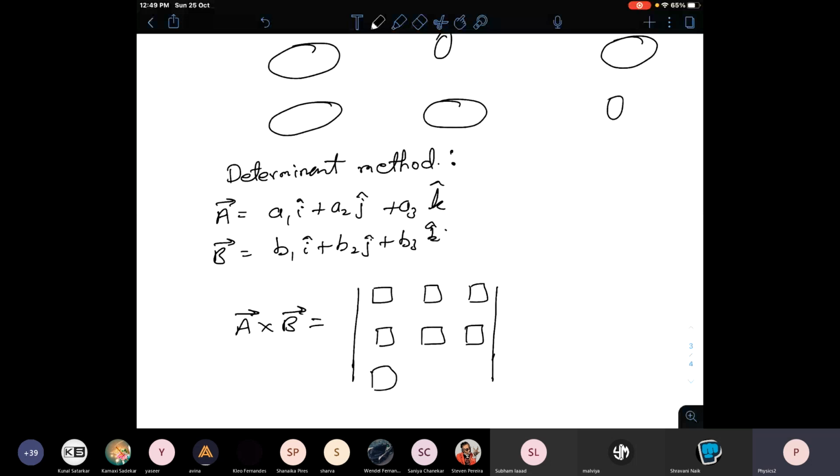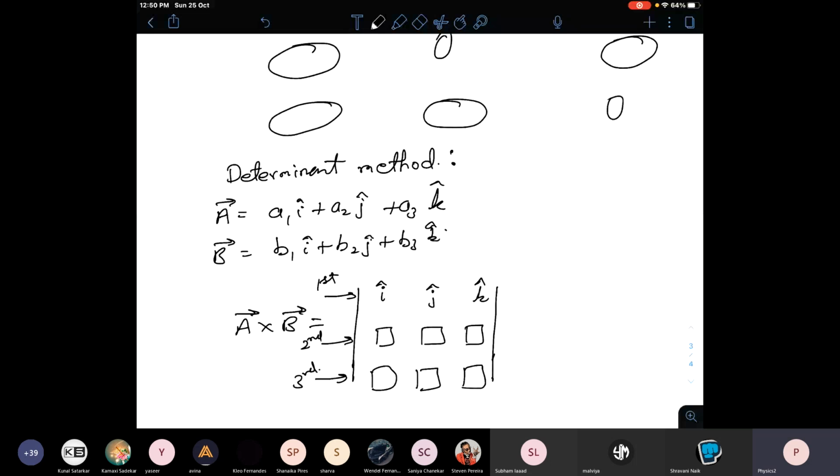So you have to fill in these spaces by some value. What are those values? You need to understand that carefully. This is the first row, this is the second row, this is the third row. Now see, in the first row, always write the 3 unit vectors i cap, j cap, and k cap. No matter what is the value of a vector and b vector, the first row always has i cap, j cap, and k cap as the 3 terms.